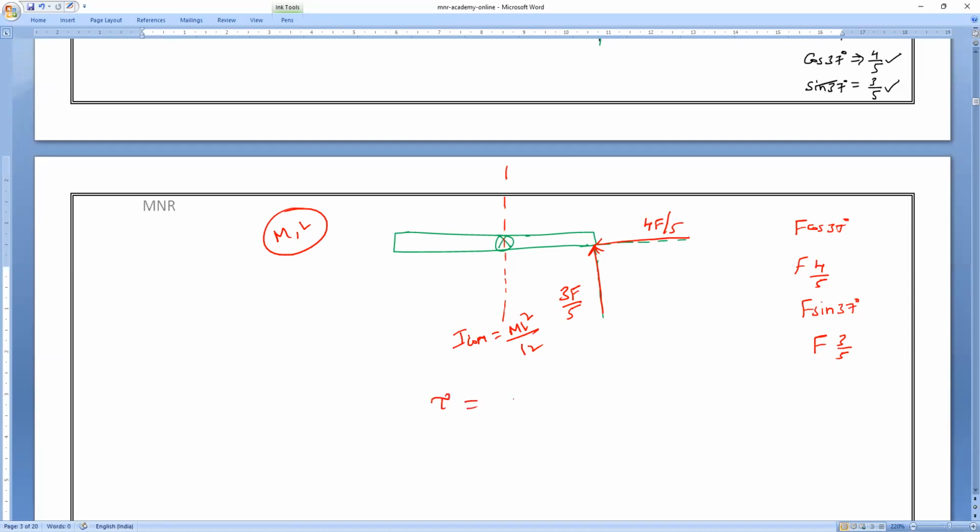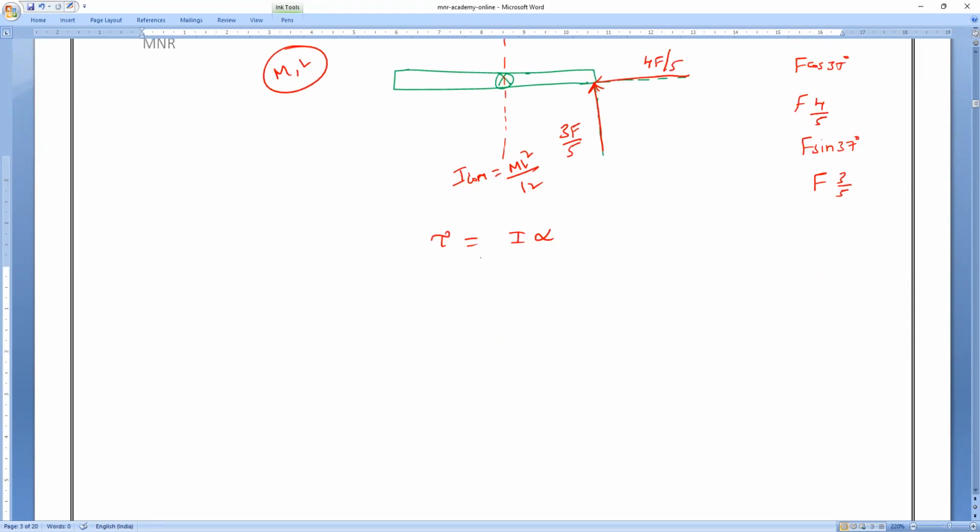We all know that tau is equal to I alpha. Here I means I through the center of mass, which is ML square by 12. Another formula is tau equals R into F. What is the value of R? R is L by 2. Please remember R is equal to L by 2.